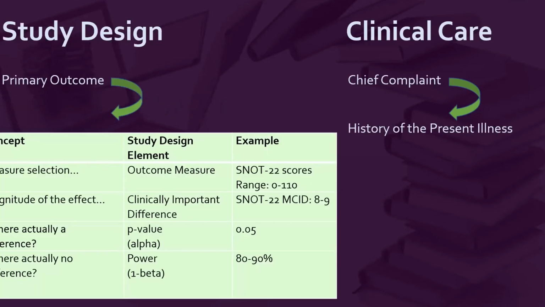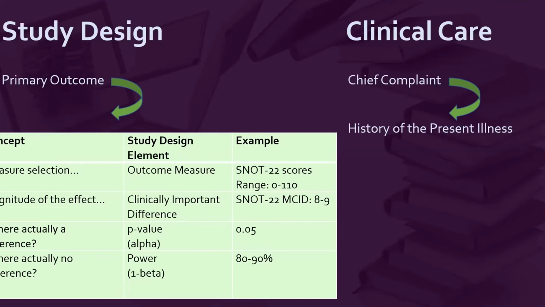So first, you can think about the measure itself and what its potential properties are. You typically want to know the range of potential scores, whether it's a validated instrument or an objective measure or otherwise. You want to think importantly about what is a clinically important difference. So for example, let's say we're looking at SNOT-22. That SNOT-22 scale can have a minimal clinically important difference of 8 to 9.